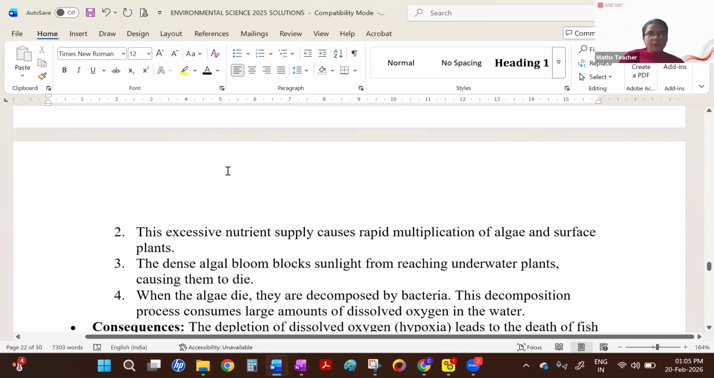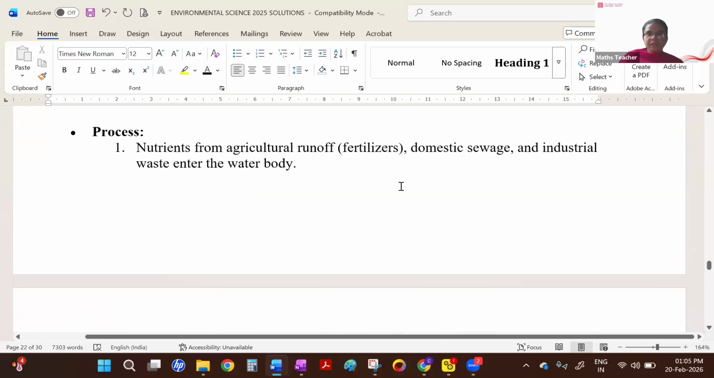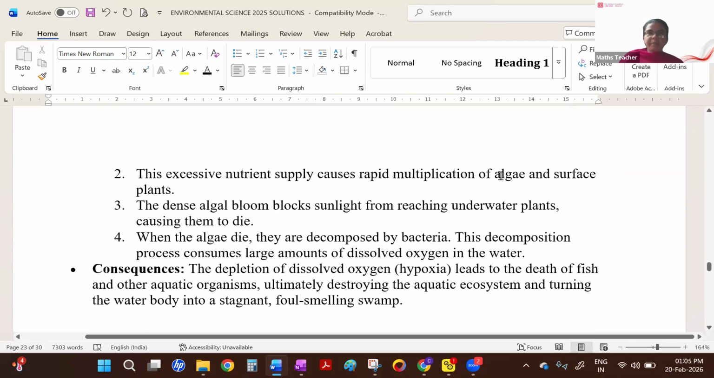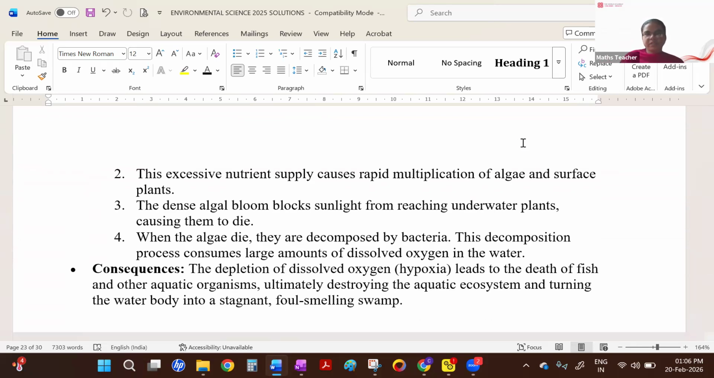So how does it happen? First of all, nutrients from agricultural runoff, domestic sewage, and industrial waste enter the water body. Then excessive supply causes multiplication of algae. And then what happens? This dense algal bloom blocks the sunlight from reaching underwater plants, right? Because even though they are underwater plants, they do need some sunlight for photosynthesis. But this thick layer of algae will block sunlight reaching the lower layers of the water body. So these plants will die because they're not able to get enough sunlight.